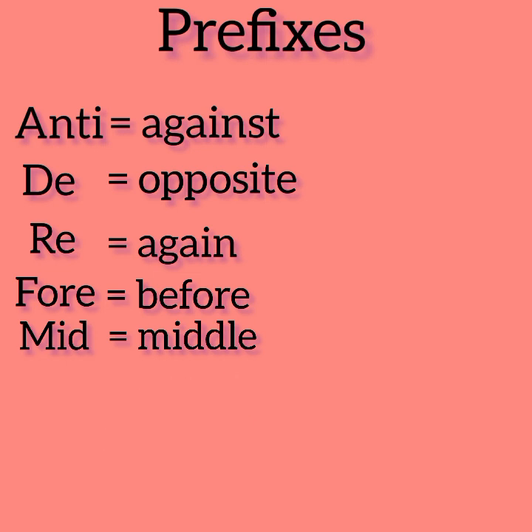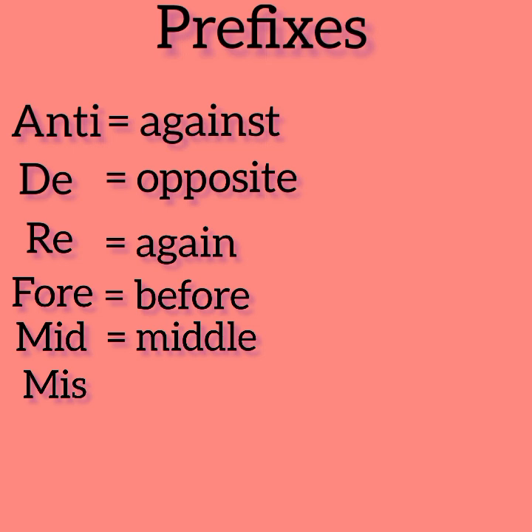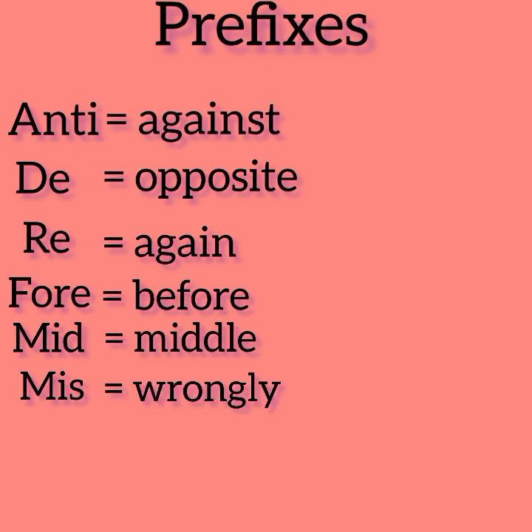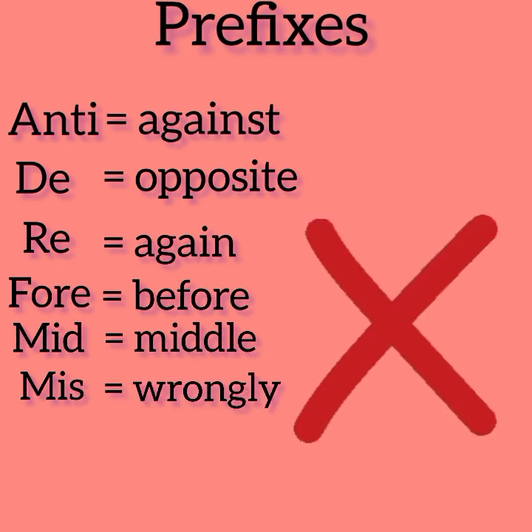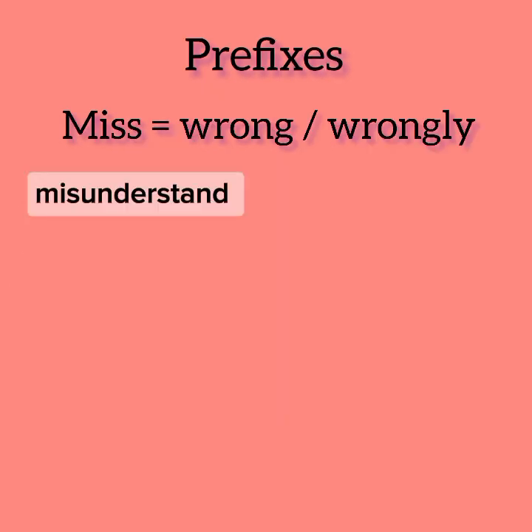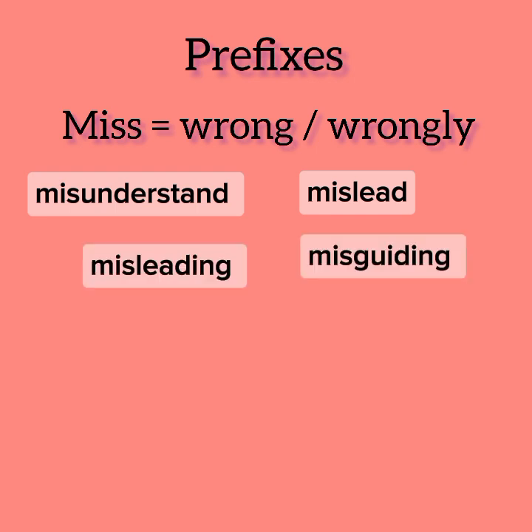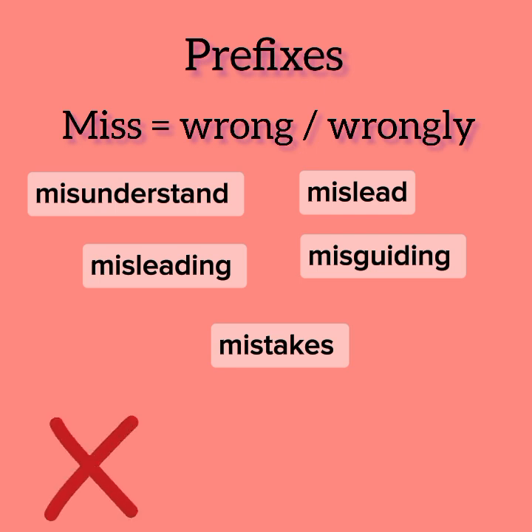Next up is mis, M-I-S, mis. And this prefix mis means wrongly or incorrect. For example, misunderstand, to understand something wrongly. Another word is mislead, to guide someone in the wrong direction. So the prefix mis actually refers to something which is done in the wrong way. Let it be misleading someone or misguiding someone or mistakes which we make. So in all these words, mis means wrong.